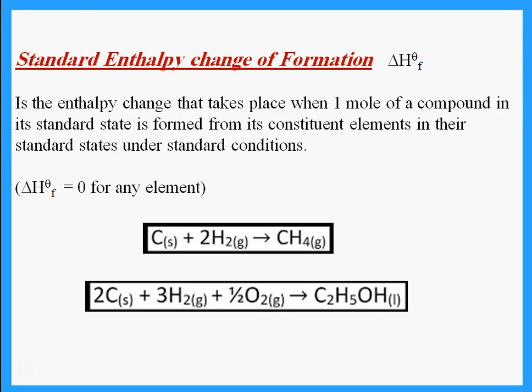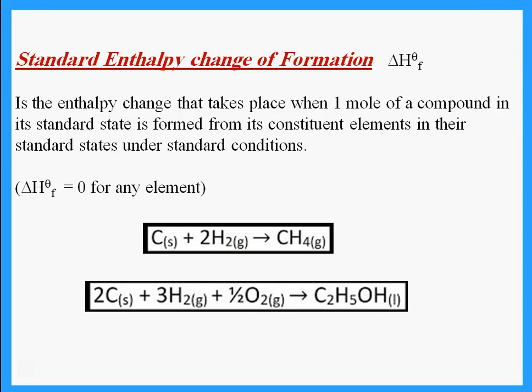I don't multiply through by 2. I don't say 4 carbon plus 6 hydrogen plus 1 oxygen to give 2 C2H5OH. No, I want the reaction to give 1 mole of the compound in its standard state, so ethanol as a liquid, formed from its constituent elements in their standard state, so carbon solid, hydrogen gas, oxygen gas, under standard conditions.